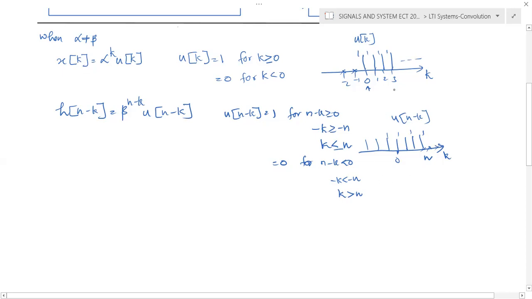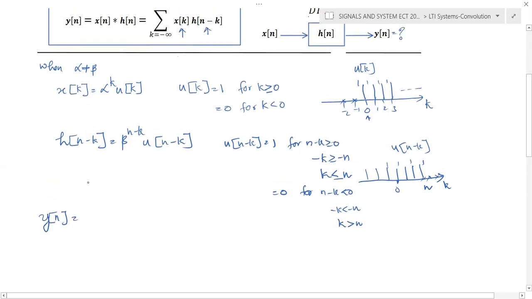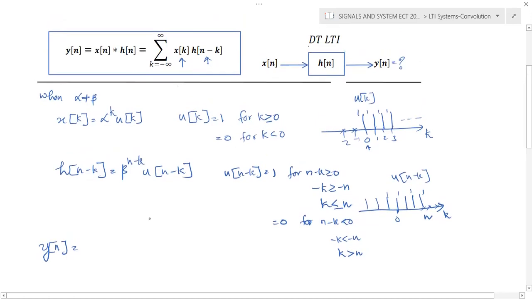Now, if you observe these two signals, you can see that one signal starts from 0 to infinity, and the other exists from minus infinity to n. And we'll assume that n is positive. From the equation, you can write y of n is equal to the sum with k ranging from minus infinity to infinity of the product of these two signals: alpha raised to k into u of k, and the second signal, beta raised to n minus k into u of n minus k.